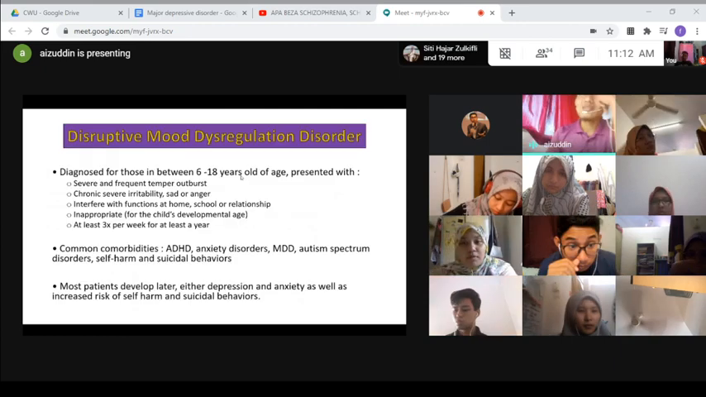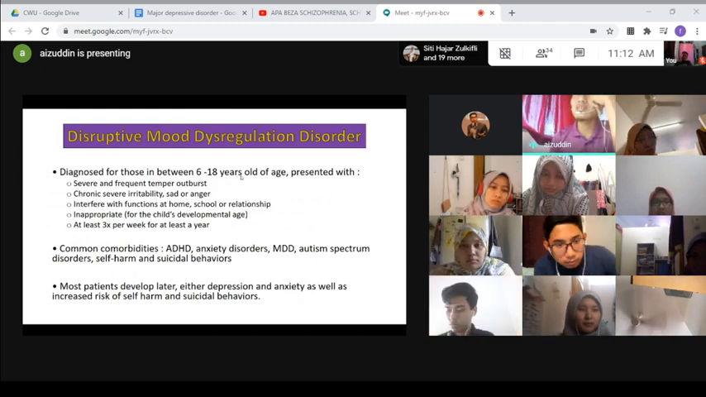Okay, this one is diagnosed for those between 6 to 18 years old who present with severe and frequent temper outbursts, with chronic severe irritability, sad or anger, which interfere with function at home, school, or relationship, in which the symptoms are inappropriate for the child's developmental age, and it must occur at least 3 times per week for at least 1 year. Common comorbidities include ADHD, anxiety disorder, MDD, autism spectrum disorder, self-harm, and also suicidal behaviors. Children with this disorder will usually later develop depression and anxiety.